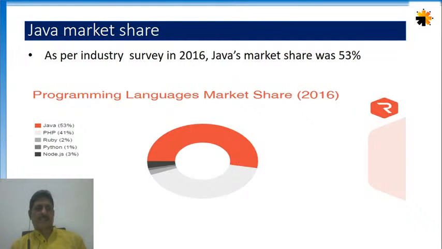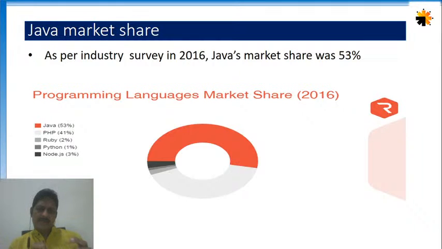There are some companies which make research and conduct different kinds of surveys, and they come to a conclusion about which languages were utilized more in the year 2016, out of which the Java market share was 53%. It's not a vague figure. The figure of 53% is refined by a lot of surveys across the technologies, and also across the globe.